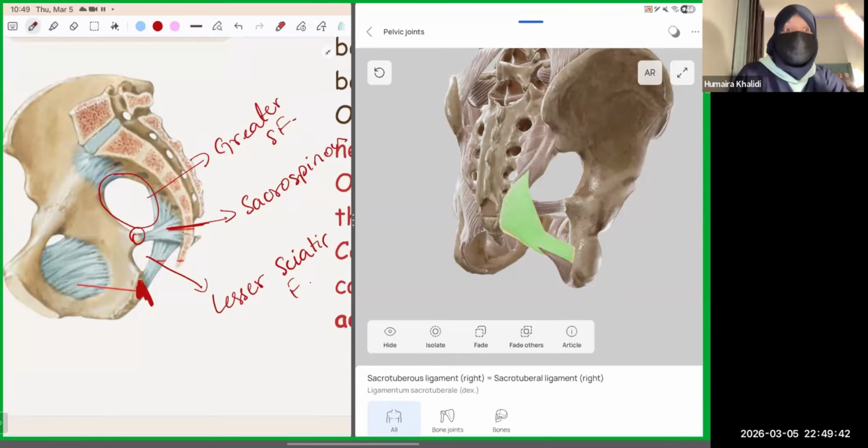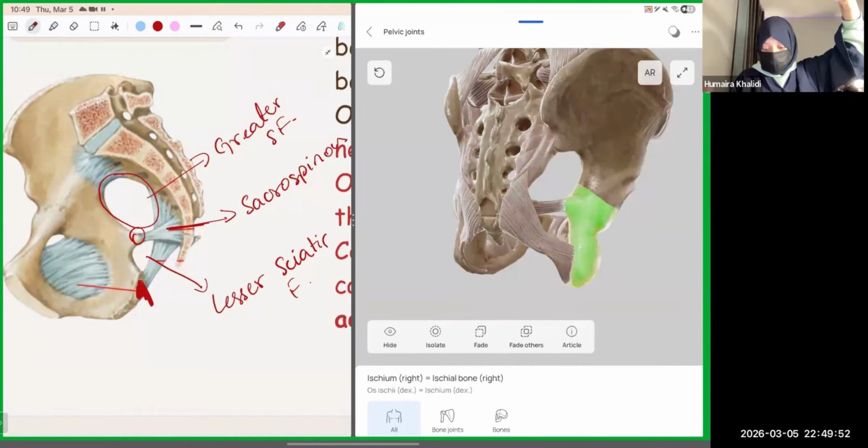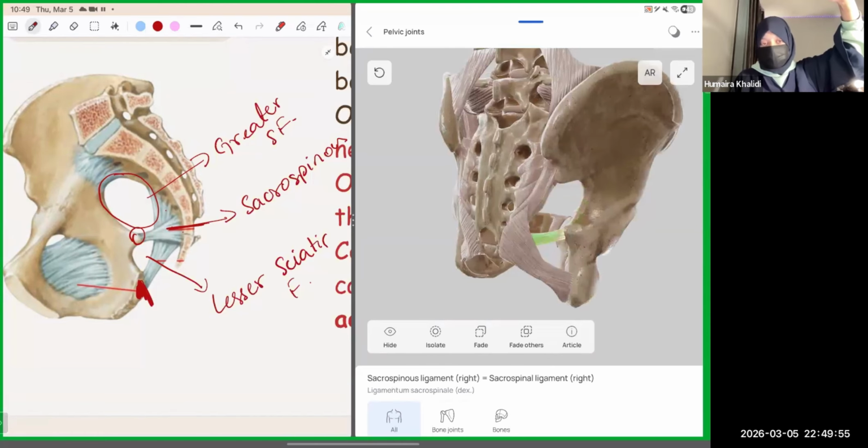It's very important for you guys to visualize this. The spine is up, so the sacrospinous ligament is going to form the lower border of the upper one. But the tuberosity is down, so it would be the sacrotuberous ligament.